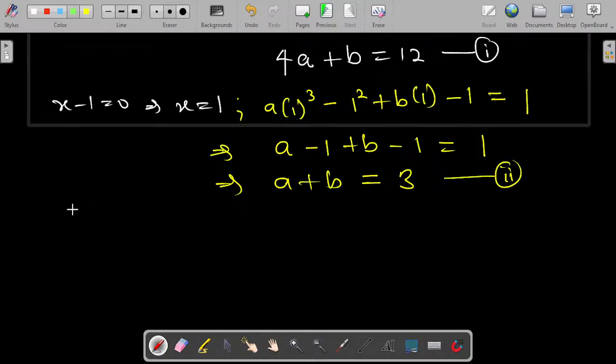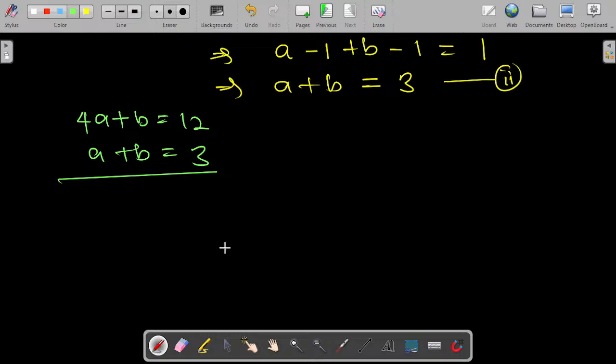Just solve your equation 1 and 2 simultaneously. So 4a plus b equal to 12, and then a plus b equal to 3. So we are solving it simultaneously, and we can use elimination method. So I will subtract, b can go away. So 4a minus a will give me 3a, and b minus b will go, and 12 minus 3 will give me 9. Therefore, my a is equal to 3.